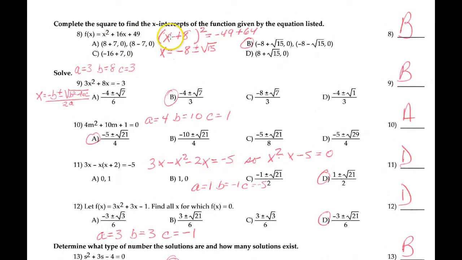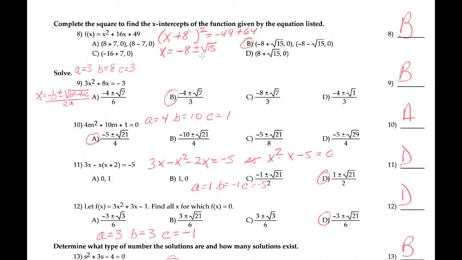Take half of our b term, that gives us an 8. So we have to square the 8 to get our new c term, which is 64. So we had to add 64 to both sides. And then I subtracted 49 from 64, got 15. Took the square root of both sides, transposed the positive 8 to the other side, got a negative 8. There are our answers.